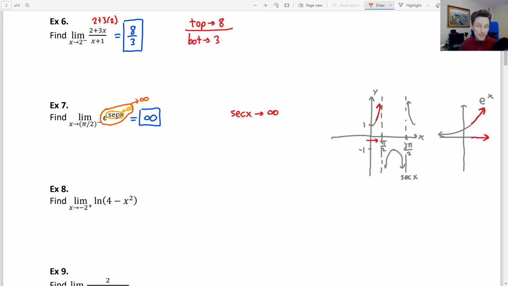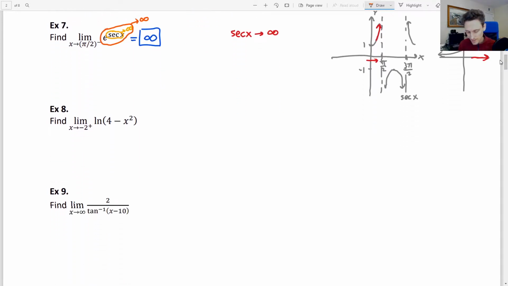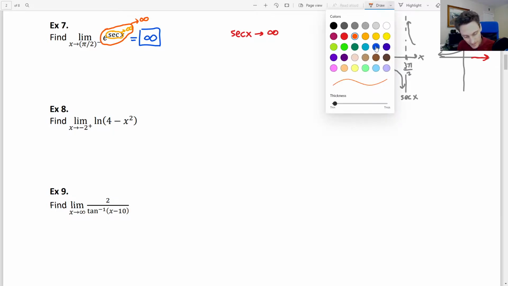If we were to write it out in a table, we might have a row that says, what are the secant x values? And just calculate the secant x values as x approaches pi over 2 from the left. And then the last row would be, let's take e to those values, e to the secant x values. And you'll notice that those values are also going to positive infinity. Let's do some more examples that are similar, along the same vein.